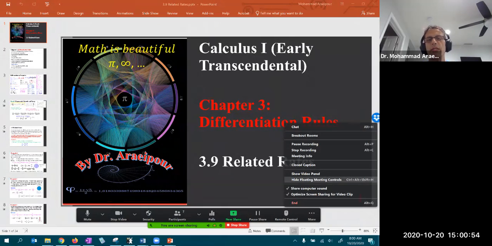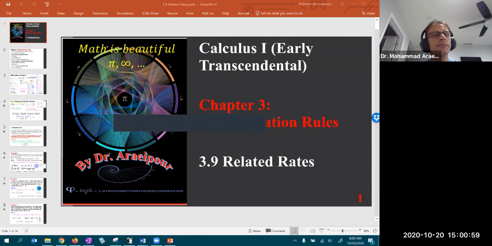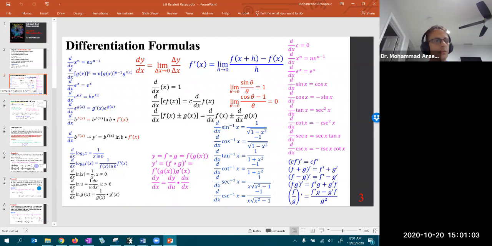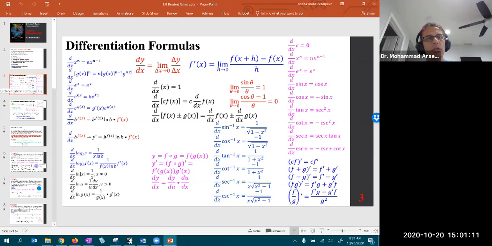Good morning, class. We are looking at section 3.9, related rates. There are a lot of formulas of differentiation we're supposed to know. Hopefully we are comfortable with that. And now we are going to move on to the next section.